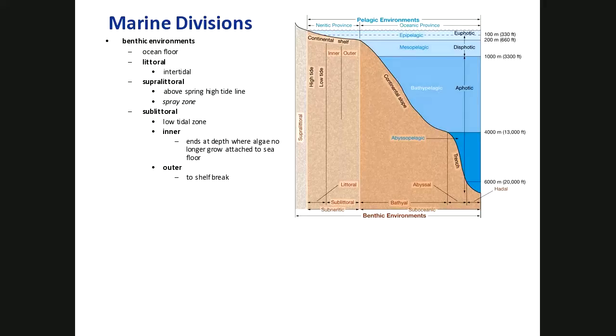Again, just a number of definitions. The benthic is going to be the bottom. All right. So the benthic is the ocean floor, and that's broken down to what we call the littoral, almost like literal. The littoral is high tide, low tide. That's why it's called intertidal. The place up above, the spray zone, all right, that's the supralittoral. The sublittoral is the lower tidal zone, and it's broken up into inner and outer. Okay, the division between the inner and outer is important.